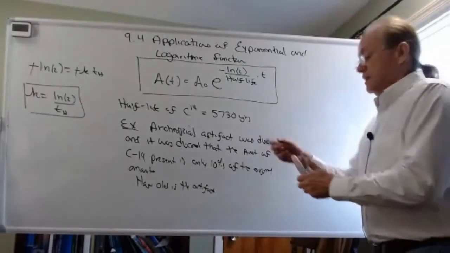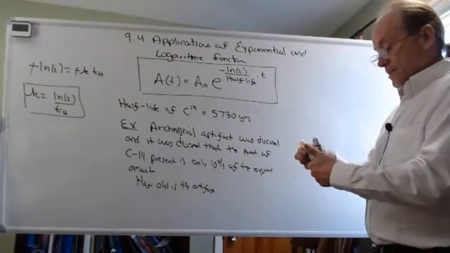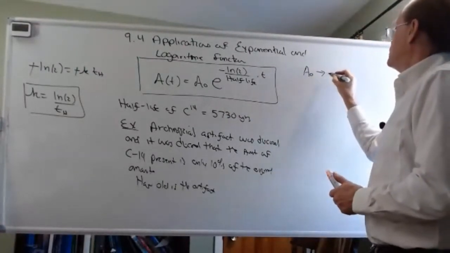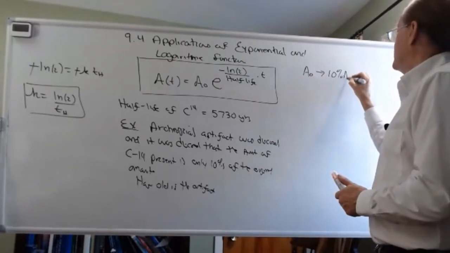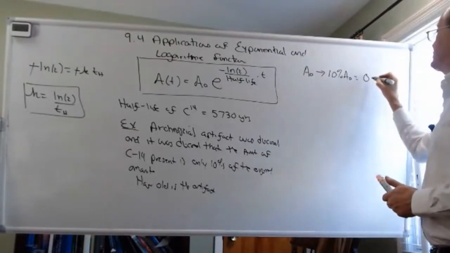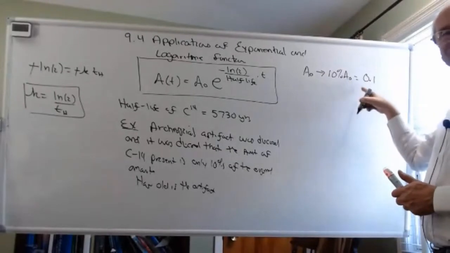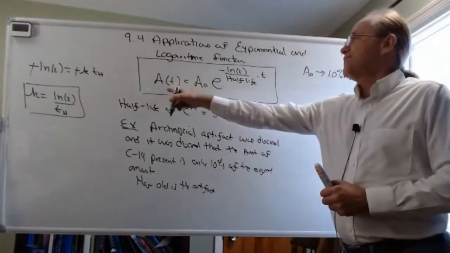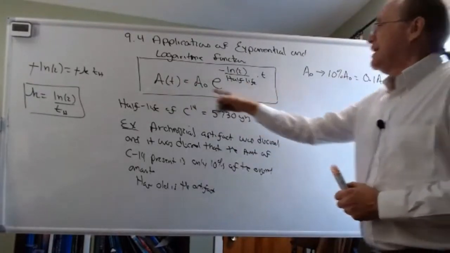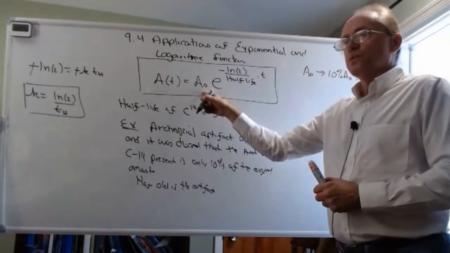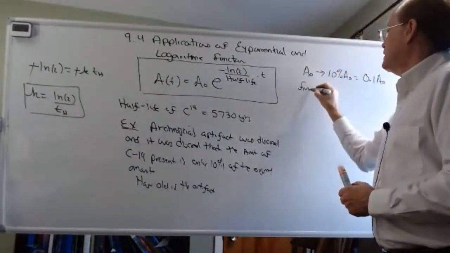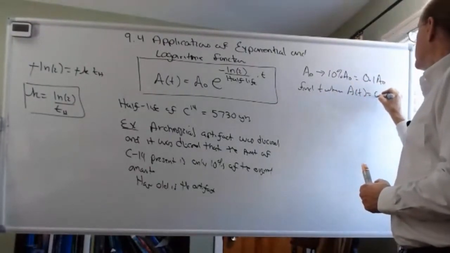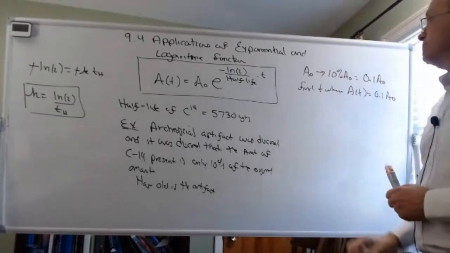Okay, let's see, how do we do this? This is our model. I start out with some A0, initial amount, and now I'm down to 10% of that A0. Well, that's 0.1, my percentage as a decimal, times A0. So what I'm trying to do is find a time t when A of t is equal to 0.1 A0. That's what I want to do.